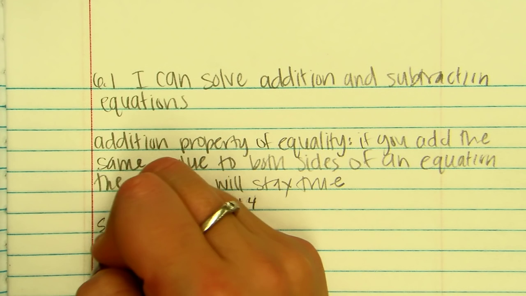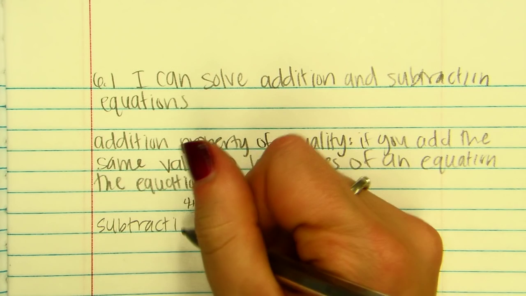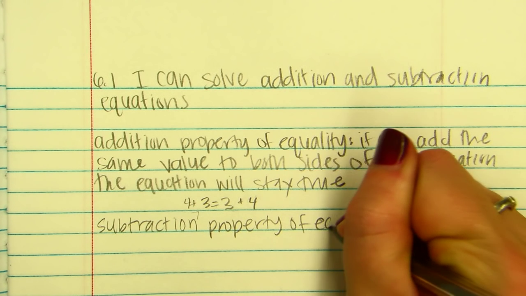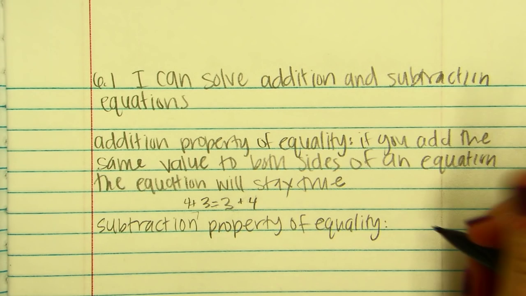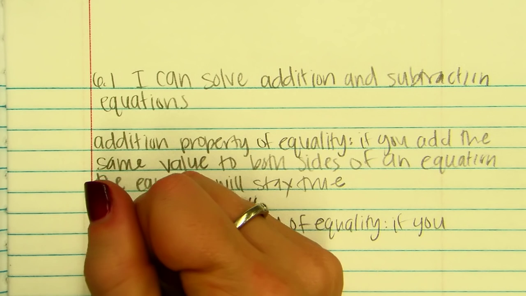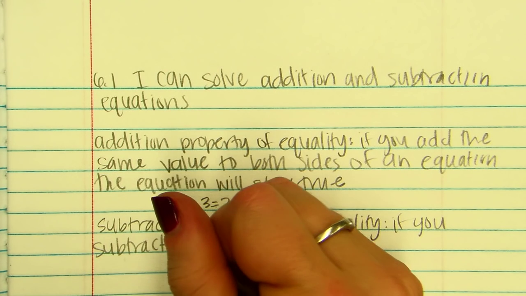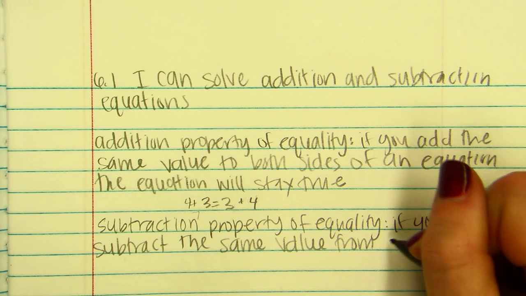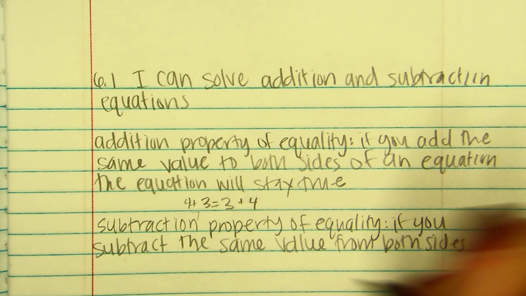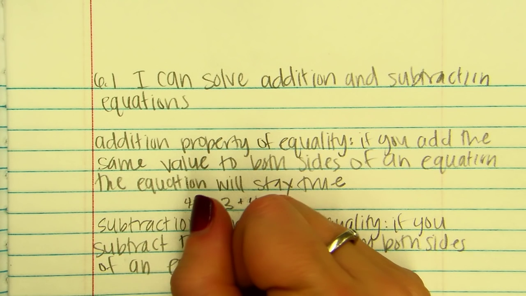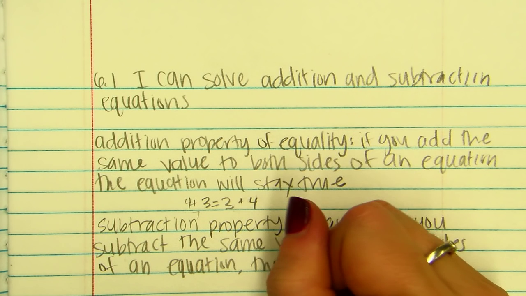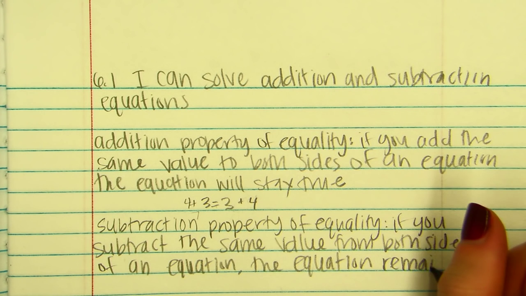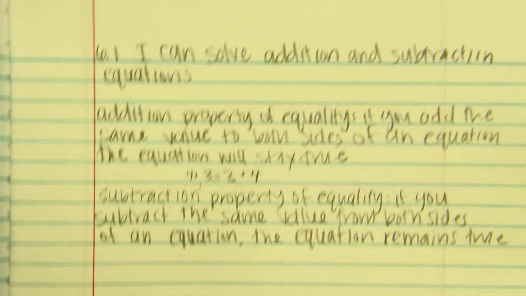And then we talk about the subtraction property of equality. It is almost the same thing. The subtraction property of equality states that if you subtract the same value from both sides of an equation, the equation remains true. So same type of deal.